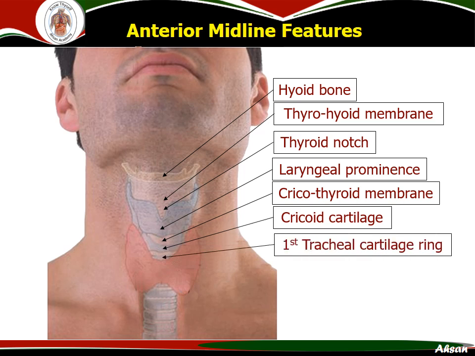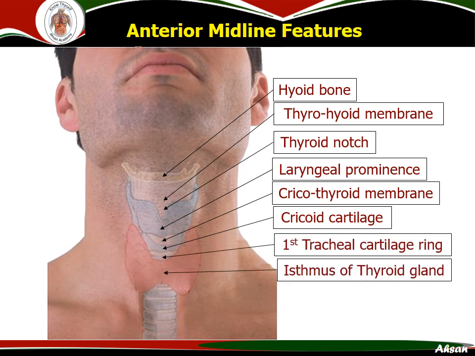After that we'll get a relatively softer area, that is the isthmus of the thyroid gland, and between the upper part of the isthmus of the thyroid gland and the cricoid cartilage the first tracheal ring can be palpated, and below the isthmus, up to the jugular notch, we will get the trachea, and the tracheal rings are palpable.